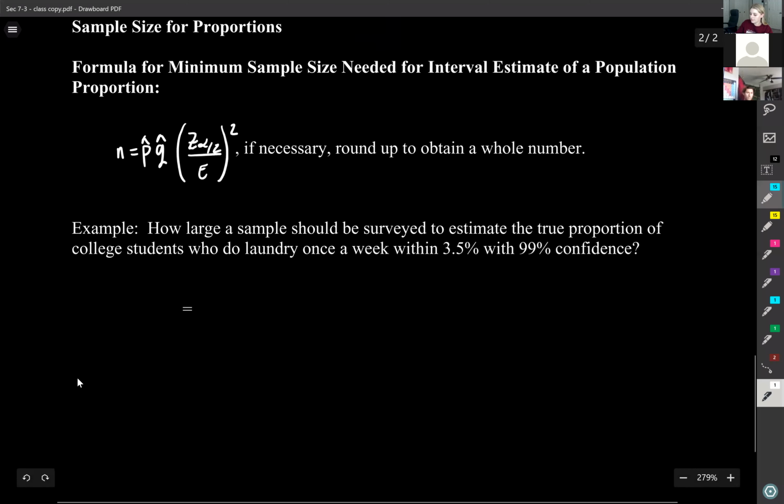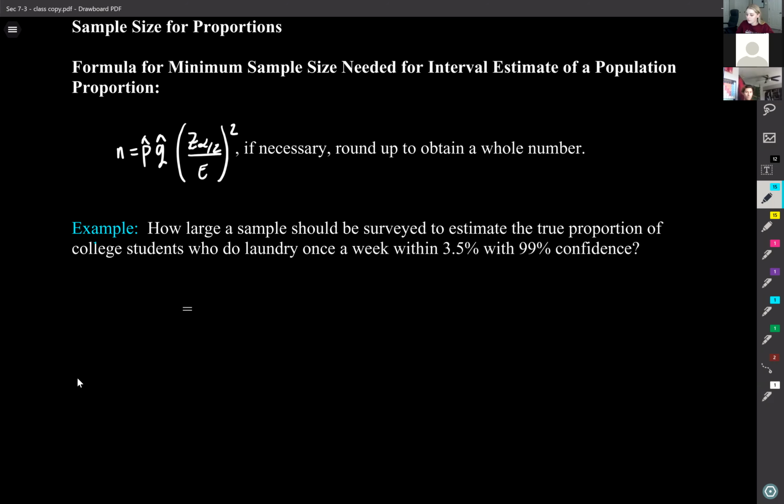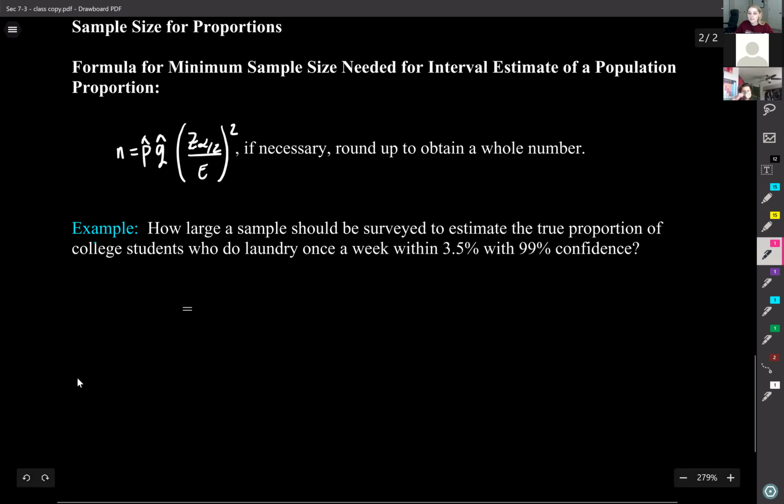So let's do this example. How large a sample should be surveyed to estimate the true proportion of college students who do laundry once a week within 3.5% with 99% confidence? First of all, this problem is missing some information. So I'm going to add in something because it doesn't tell you anything about the proportion of students that said they did laundry once a week. So you don't have a P hat or a Q hat. So I'm going to go ahead and just make one up.